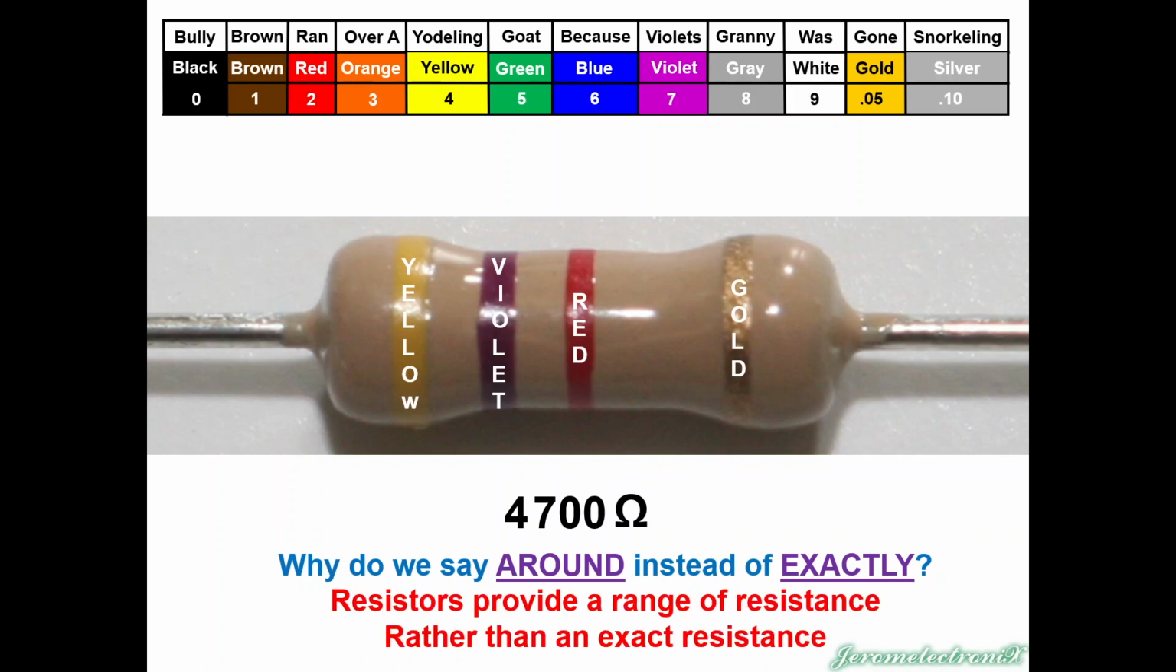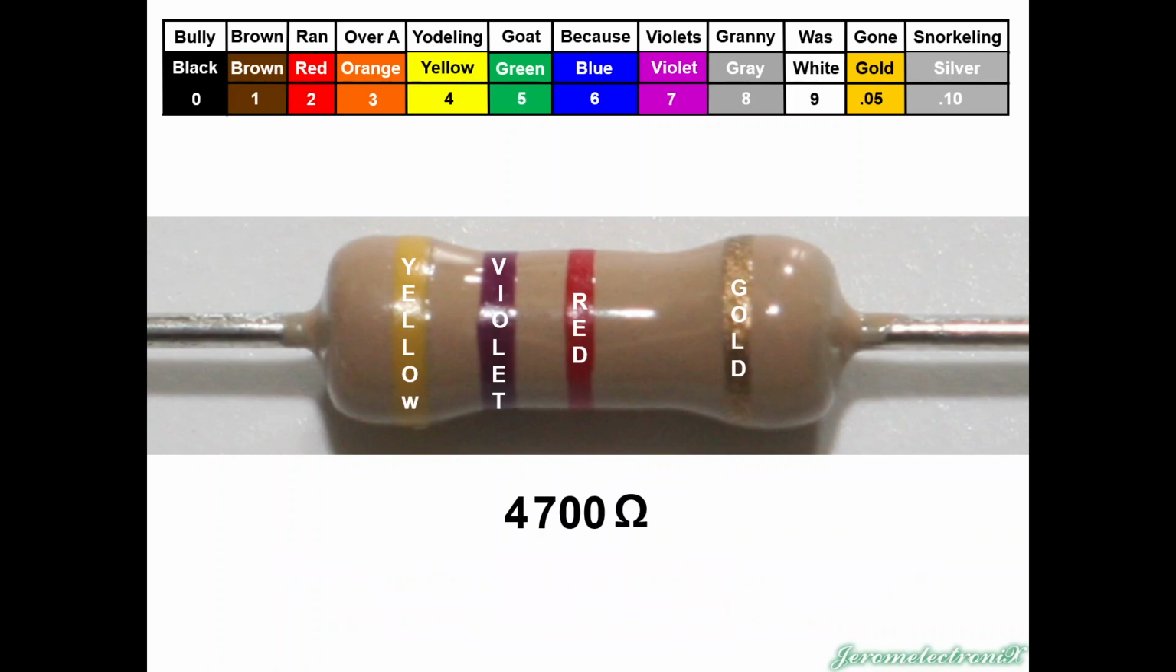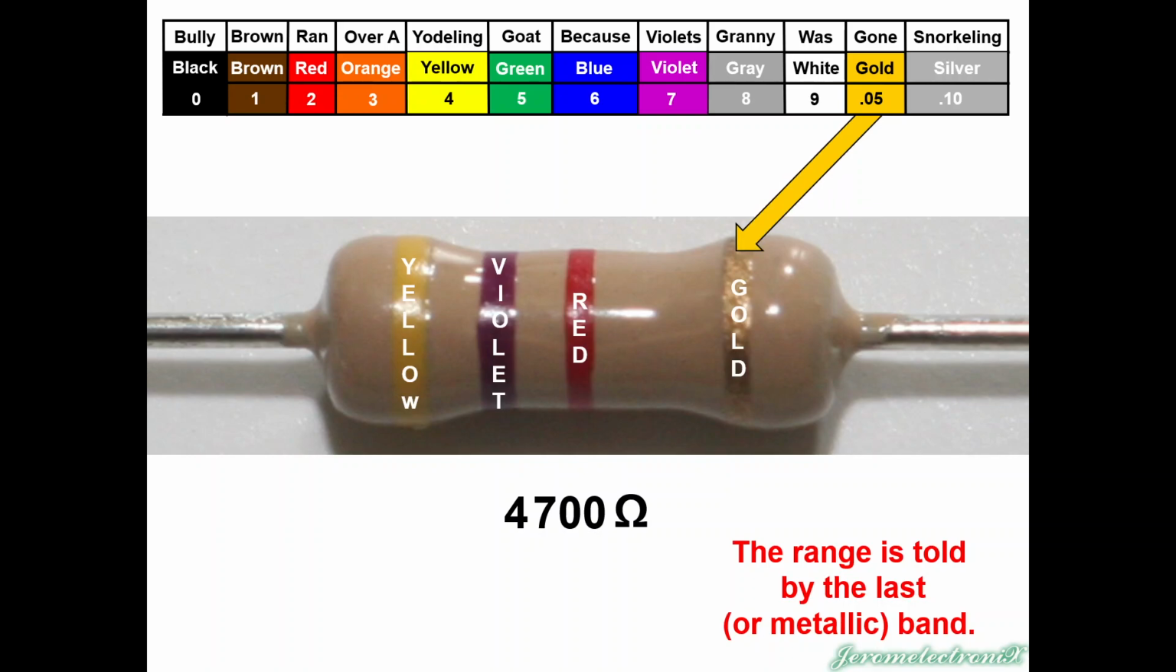Resistors provide a range of resistance, not an exact resistance, but we need to be able to name our resistors, so we name them with the middle resistance of the range. So even though we call this a 4,700 ohm resistor, the range is told by the last or the metallic band. The metallic band should be on the right side when you read it. It's going to be gold, probably in most cases, because that is a more precise application of a resistor. Okay, so the gold band.